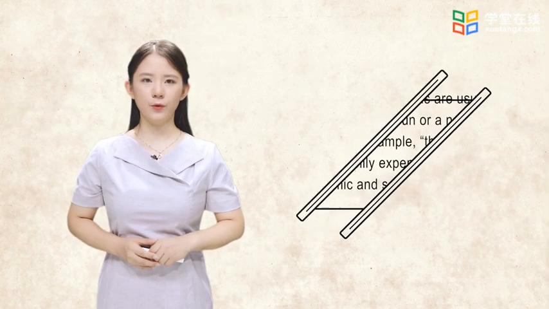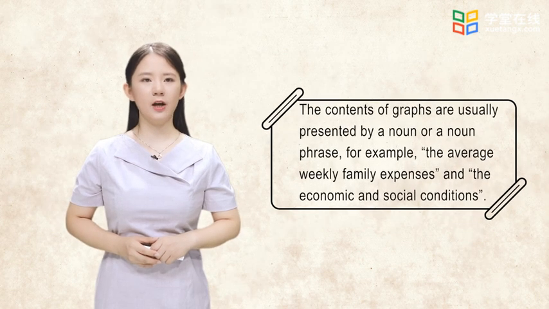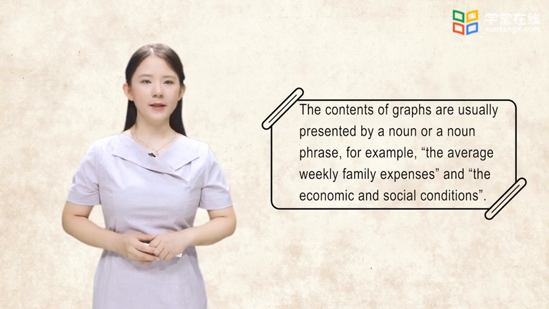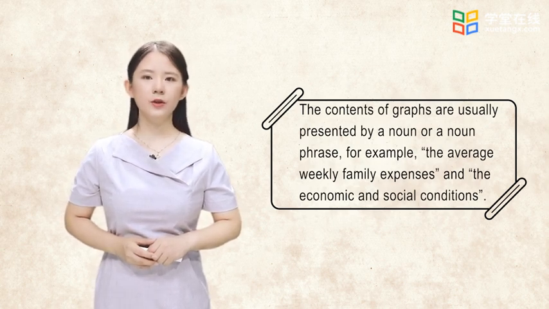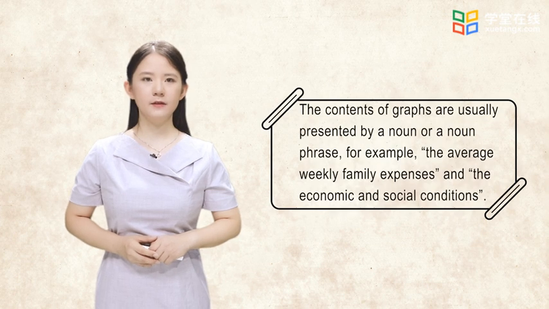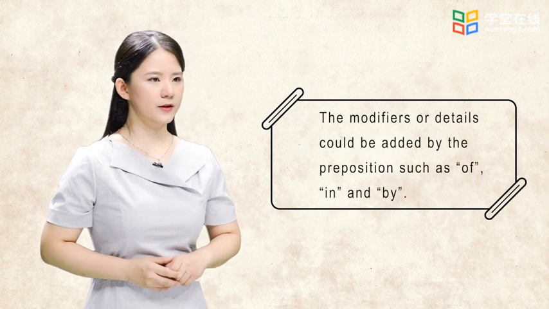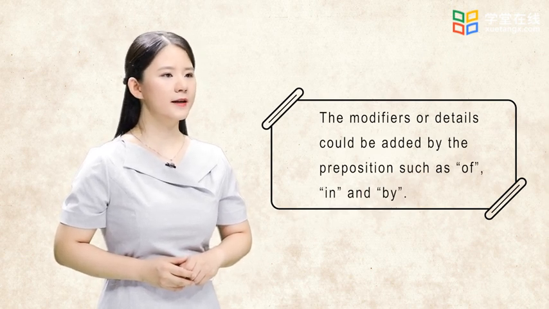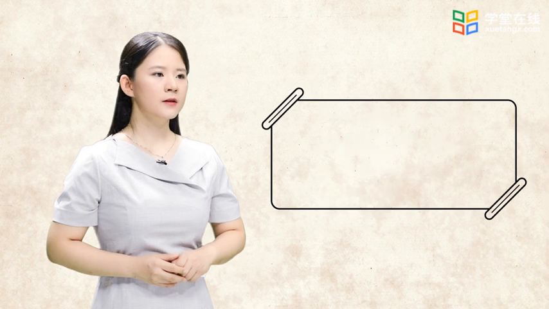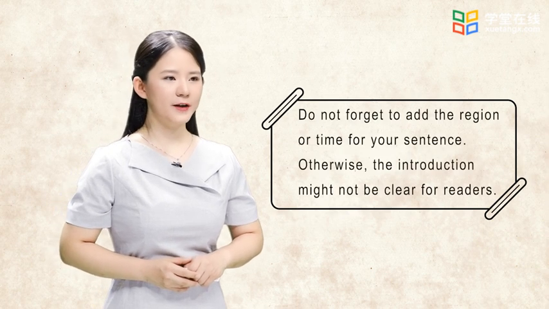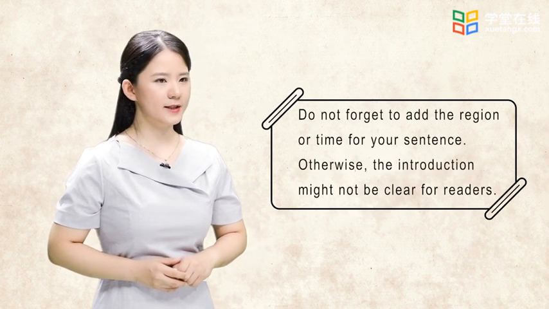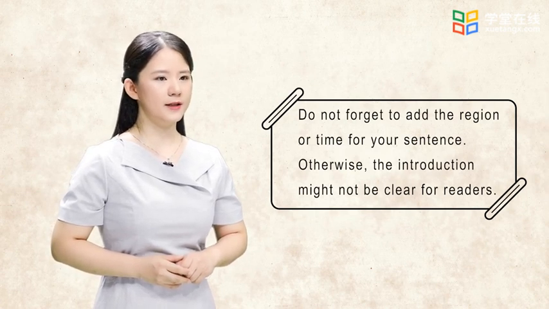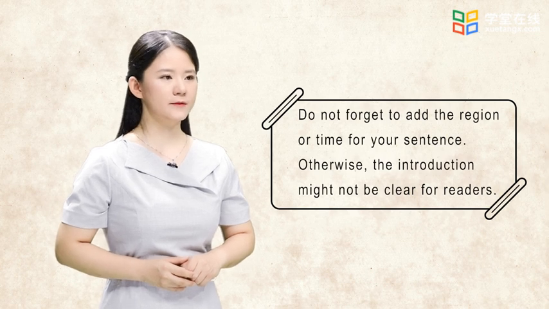The contents of graphs are usually presented by a noun or a noun phrase. For example, the average weekly family expenses and the economic social conditions. The modifiers or details could be added by the prepositions such as of, in, and by. Finally, do not forget to add the region or time for your sentence. Otherwise, the introduction might not be clear for readers.